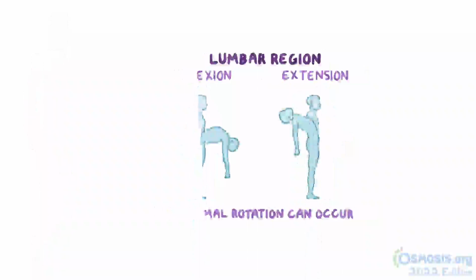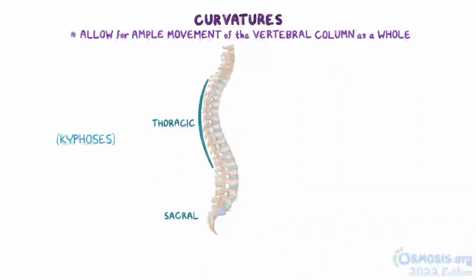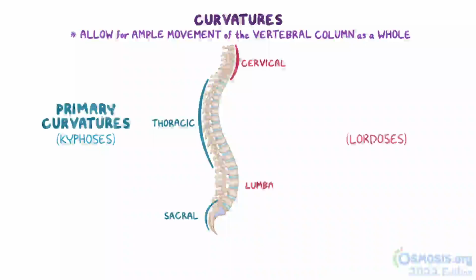Even though some regions have limited movement, the curvatures of the spine allow for ample movement of the vertebral column as a whole. The normal curvatures of the spine include the kyphoses in the thoracic and sacral regions, which are primary curvatures, and the lordoses in the cervical and lumbar regions, which are secondary curvatures.